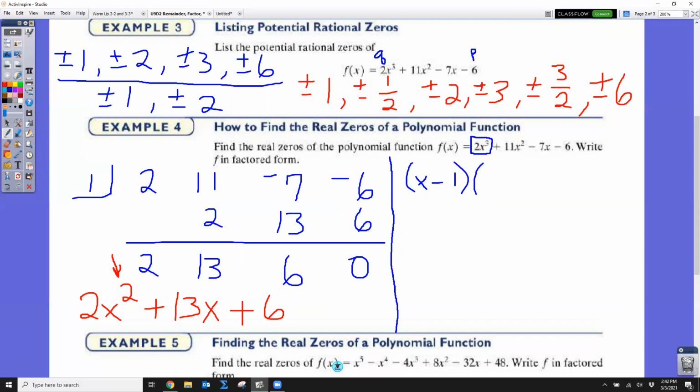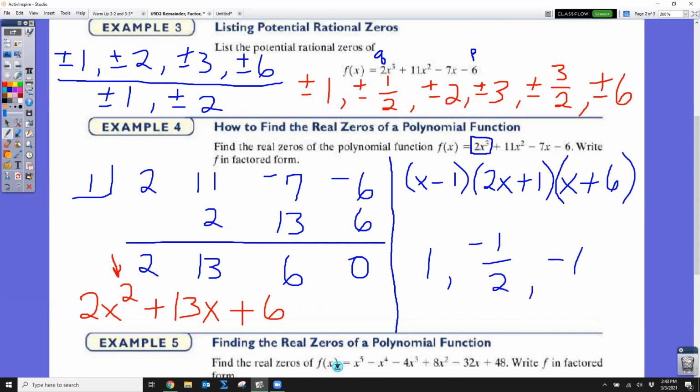So this comes out to be 2x plus 1 and x plus 6. So 2x squared plus 13x plus 6 would factor as 2x plus 1 times x plus 6. So now we've written f in factored form, and it says find those zeros. Well, we found 1 earlier when we were doing synthetic division. And then we can look at these. Well, 2x plus 1, that means -1/2 would be a 0, and then -6 would also be a 0.